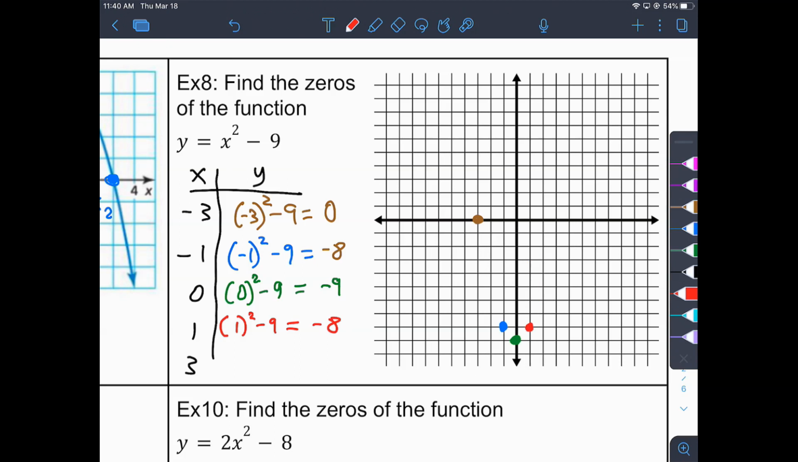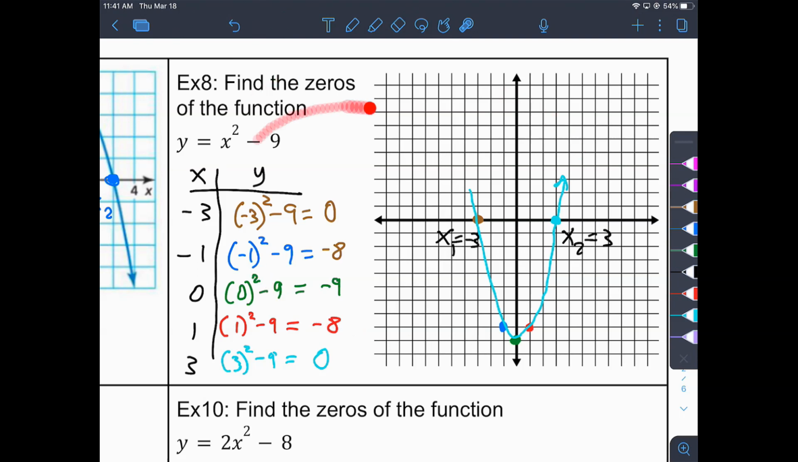Last but not least, we will do 3, positive 3. Square it, minus 9. 3 squared is 9, minus 9 is 0. Okay, so I'm going to go over 3 and I don't go up or down at all. And so now I can see, once I've graphed it, where it crosses the x-axis. And I'd say, oh, okay, it crosses the x-axis, and I could label it as x1 equals negative 3, and x2 equals positive 3. I can see the two positions where it crosses the x-axis.